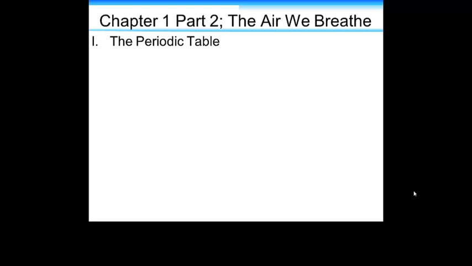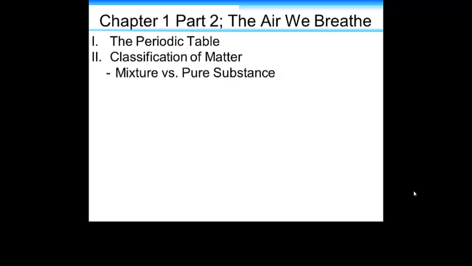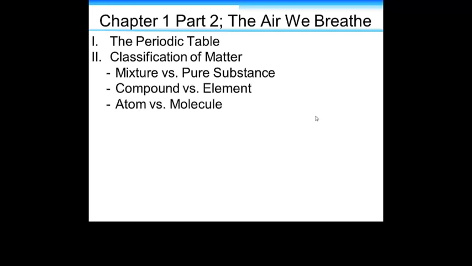So this part is going to be some fundamentals, including an introduction to the periodic table, the classification of matter. Within that classification of matter, we'll be talking about the difference between mixtures and pure substances, atoms versus molecules. We're also going to talk about how to name molecular compounds.